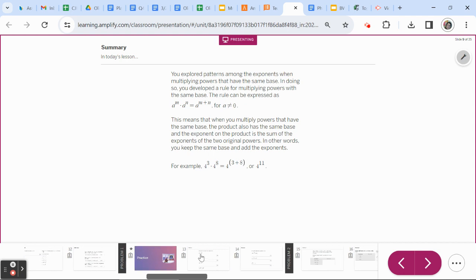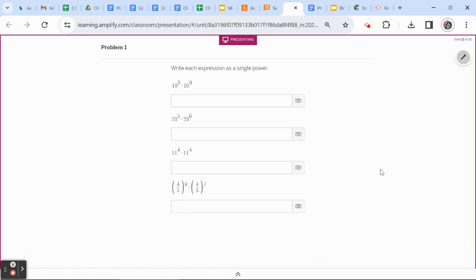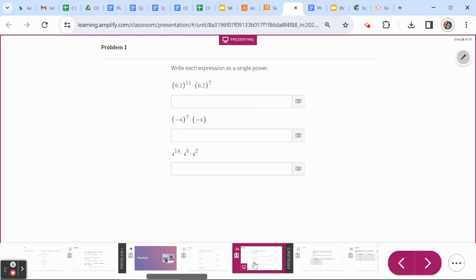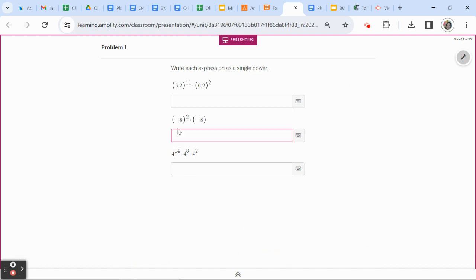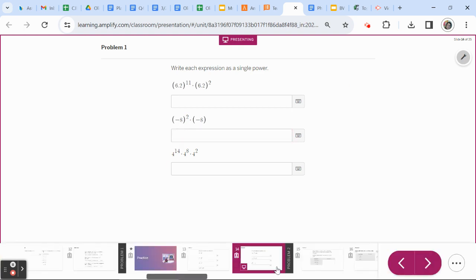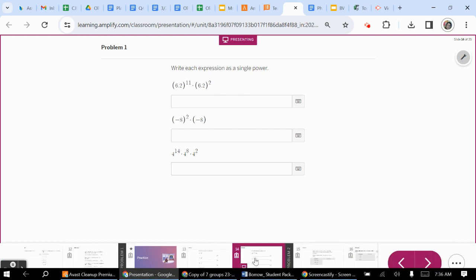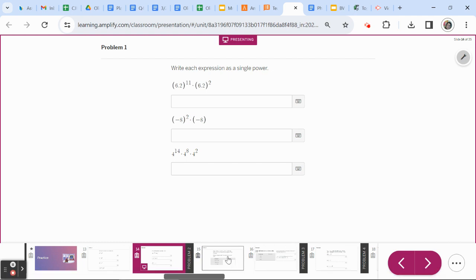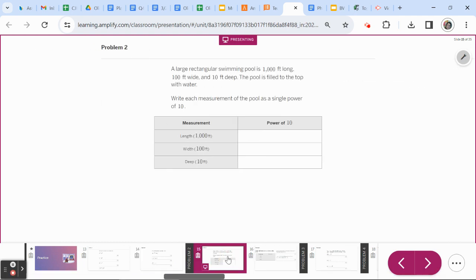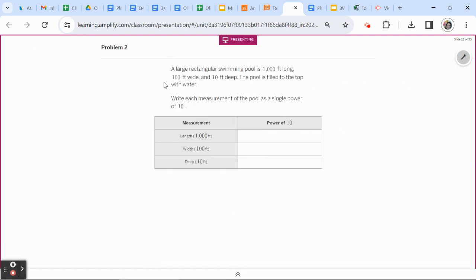Alrighty, so you're going to do problems 1 through 6. Some of them are multiple. So this one's practicing what we just did. So is this slide. Yes, we have negatives too. And your negatives have to be inside the parentheses. There is a difference, and I'll explain more of that tomorrow when I'm back. All right, so then you have word problem number 2.